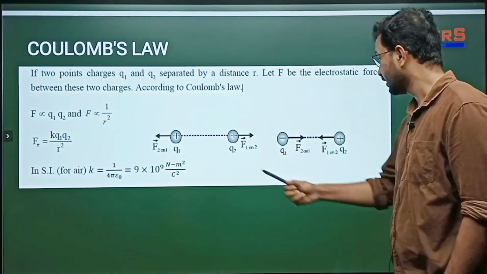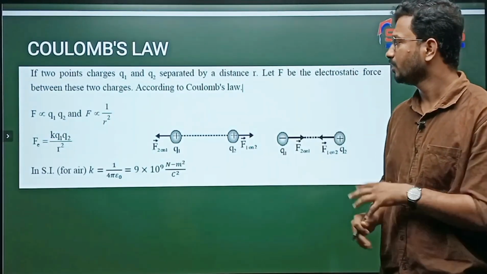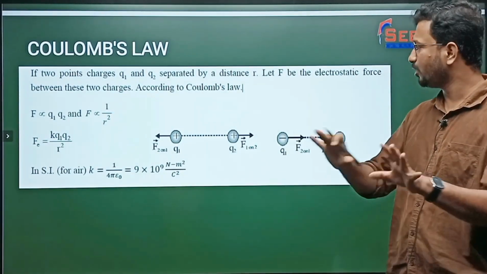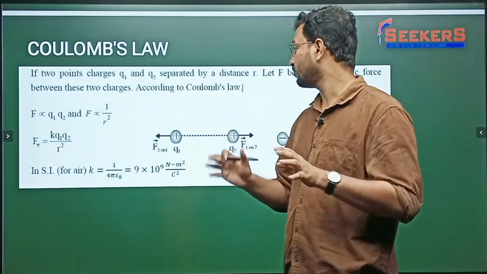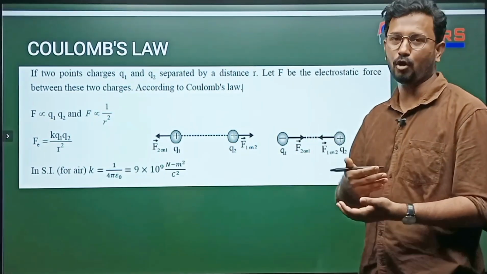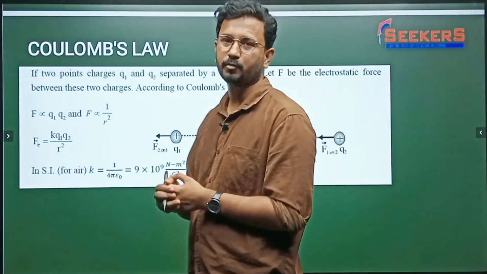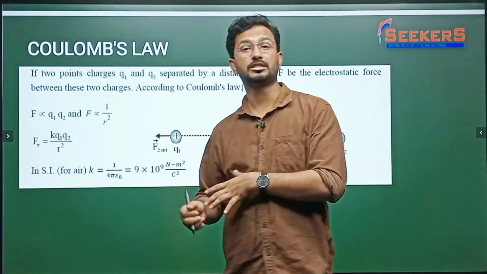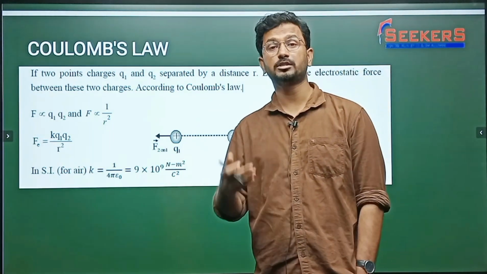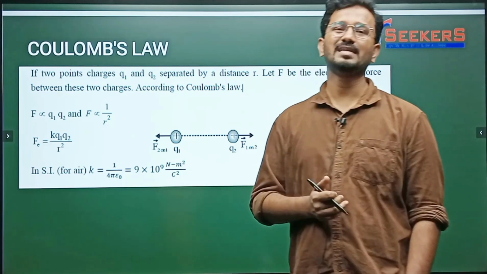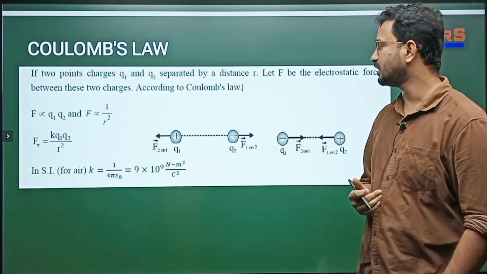As you can see, if we have two charges Q1 and Q2, there will be a force in between them. The force is either attractive or repulsive. We're not going to discuss that right now, but there will be a force. If the charges have the same polarity, both positive or both negative, the force between them will be repulsive. And if the charges are of opposite polarity, for example one is positive and another is negative, there will be an attractive force in between them.